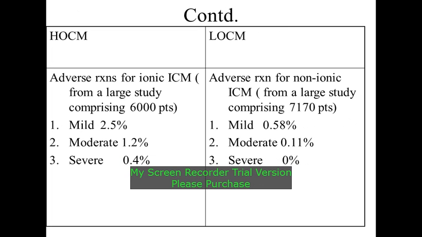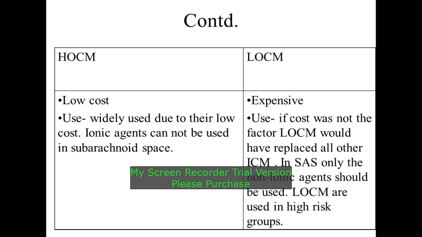Adverse reactions for iodinated ICM from a large study comprising 6,000 patients: mild 2.5%, moderate 1.2%, and severe 0.4%. For LOCM, it's mild 0.58%, moderate 0.11%, and severe null. HOCM are low cost, LOCM are expensive. HOCM are widely used due to their low cost.